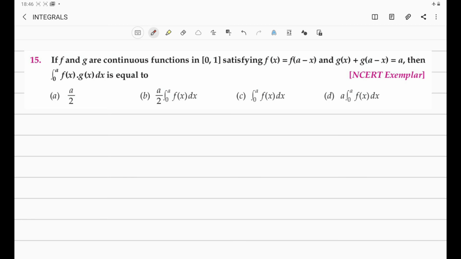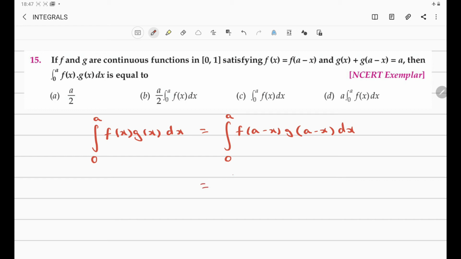Question number 15. If f and g are continuous in closed interval 0, a, satisfying f of x is equal to f of a minus x and g of x plus g of a minus x is equal to a, then integral 0 to a f of x into g of x dx is equal to. So let us write down integral 0 to a f of x into g of x dx. So applying the property of integrals, in place of x we can write f of a minus x into g of a minus x dx.